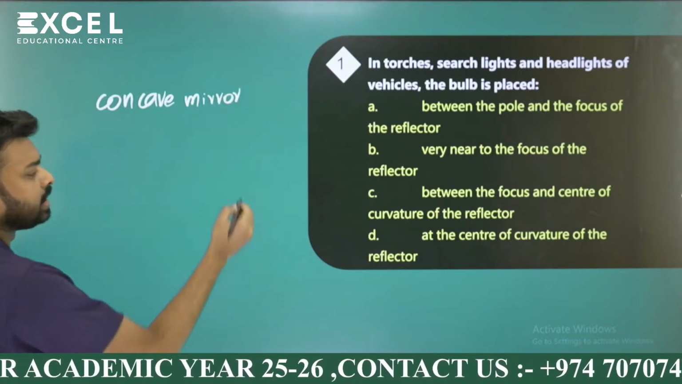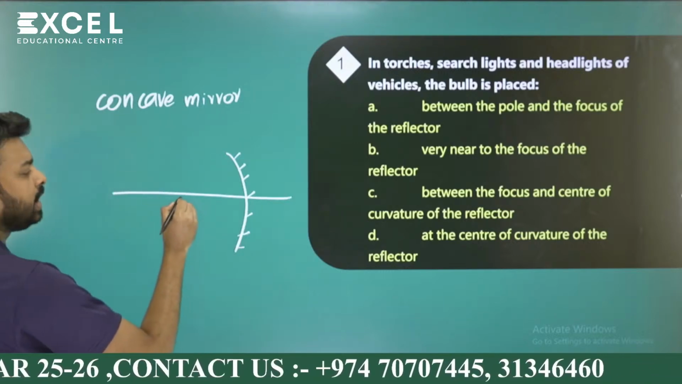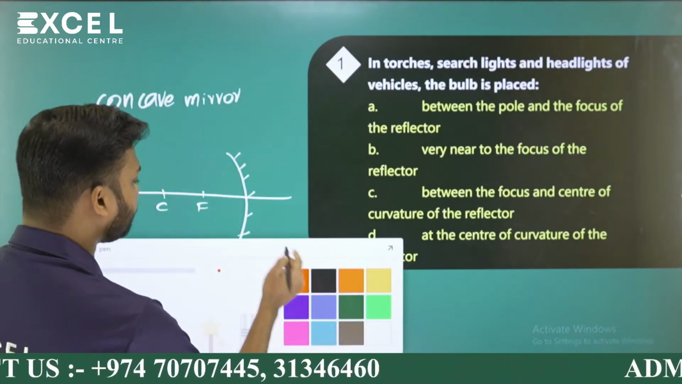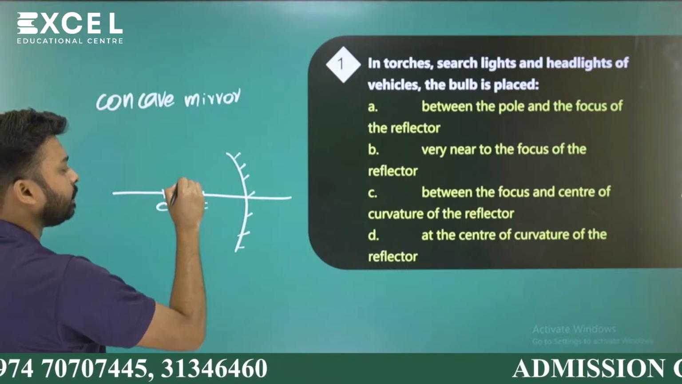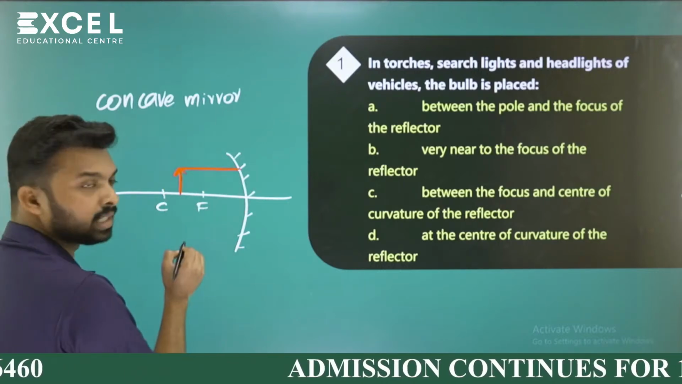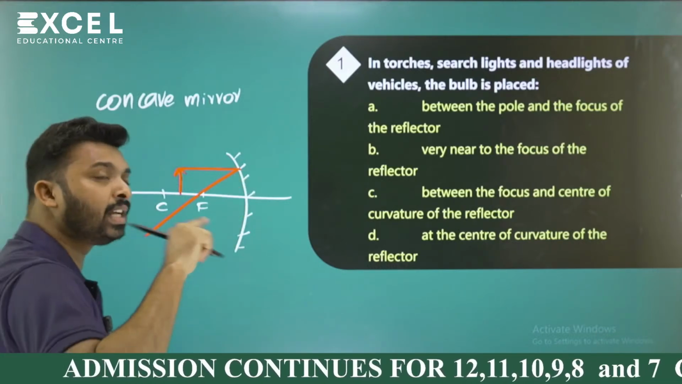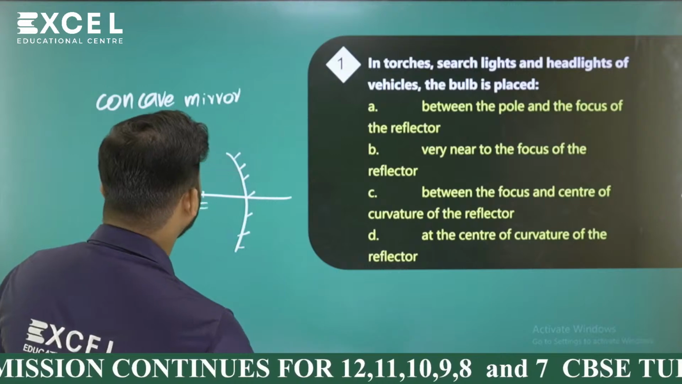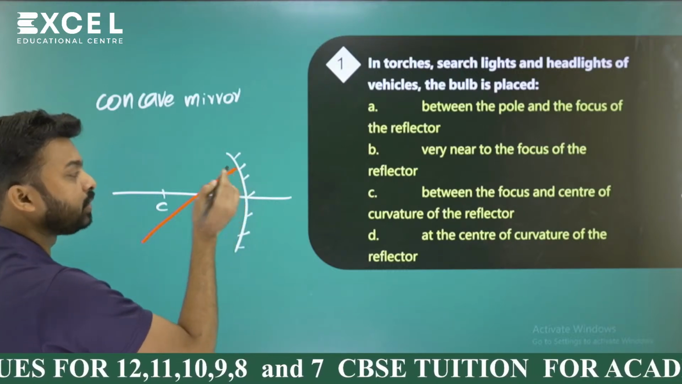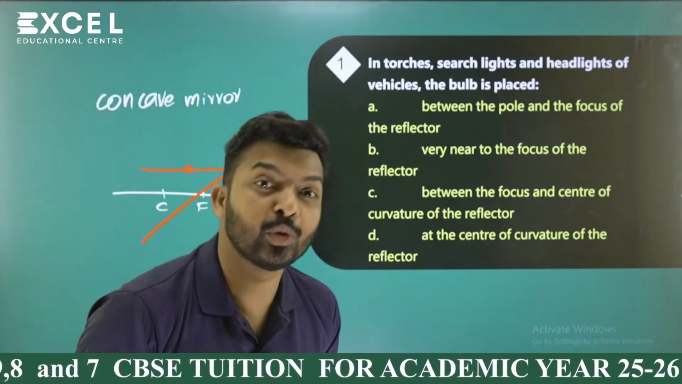You may have studied this. This is a concave mirror, and I'm drawing the principal axis. Let this be the focus and this be C. I'm going to keep an object here. One beam parallel to the principal axis will pass through the focus. And you have studied another rule: if a beam of light passes through the focus, the reflected ray goes back parallel to the principal axis. Hope you remember that rule.